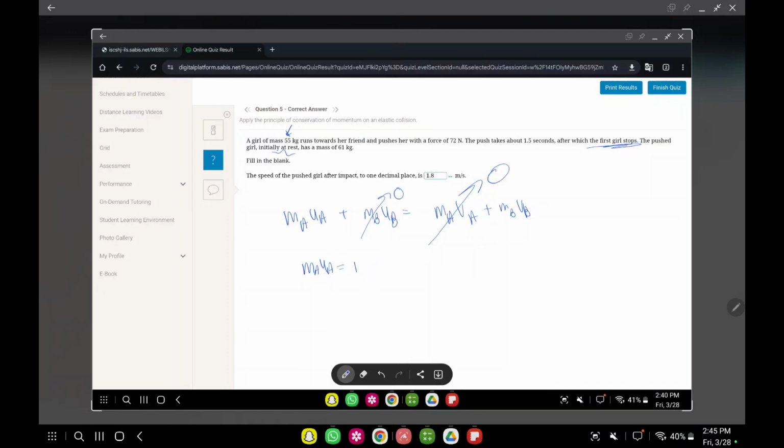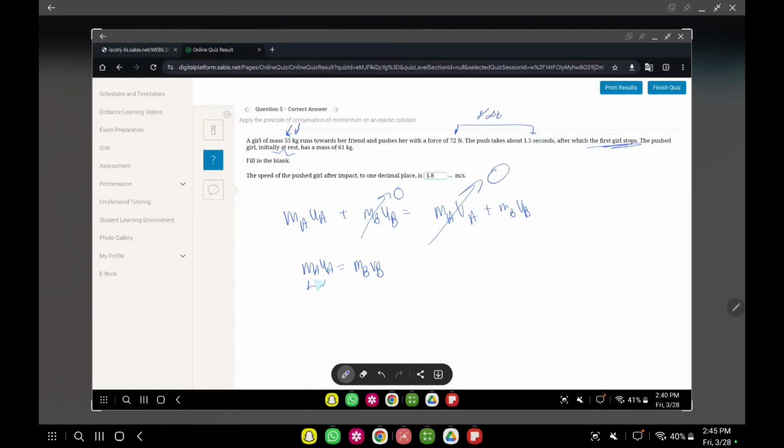Equals MBVB. Type, the initial velocity of the first girl. This is a big problem because we don't have the velocity. So what did they give us here? They gave us the force and the duration of the force. They gave us the force and delta t.